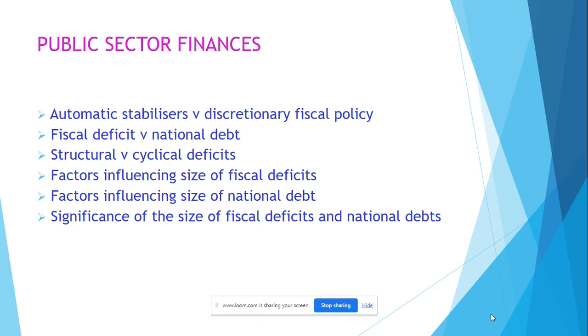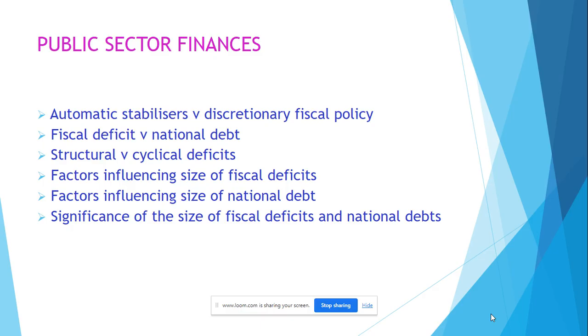Discretionary fiscal policy is where the government are exercising their discretion to choose. They are choosing to spend more or spend less, choosing to put taxes up or down. This is a decision on their part. It's not automatic. In any year, you can calculate whether there is a fiscal deficit or a fiscal surplus.